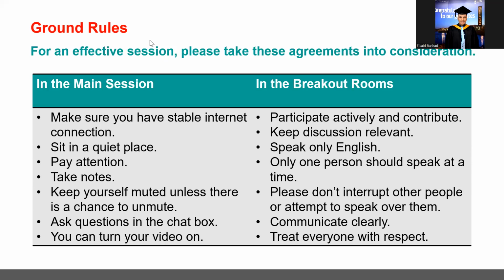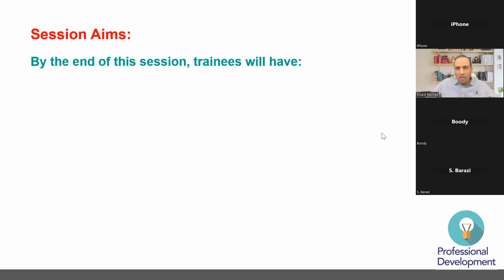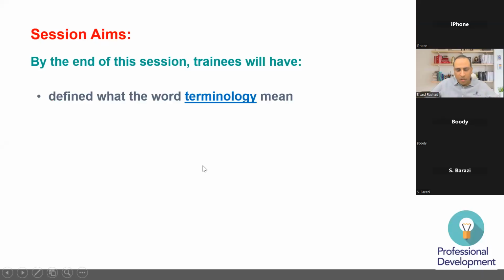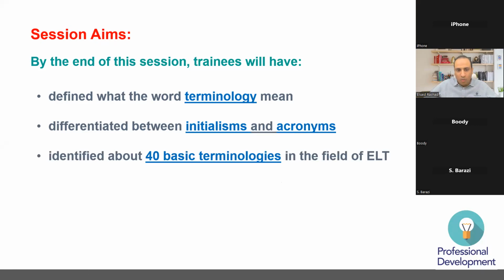All right. Ready, guys? Please have a look at the session aims. Today we have 4 aims. The first one is about the definition of terminology or terminologies, what it means. And the second one is about the difference between initialisms and acronyms. I think I explained this in one of my reels on Facebook before, so some of you might be quite familiar with that. The third one is the core of this session. It's the main aim of this session, which is identifying about 40 basic terminologies in the field of ELT.